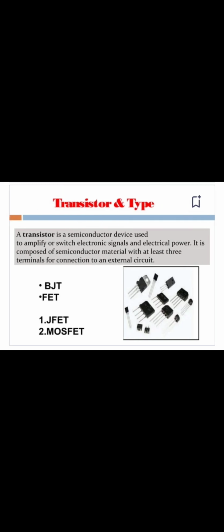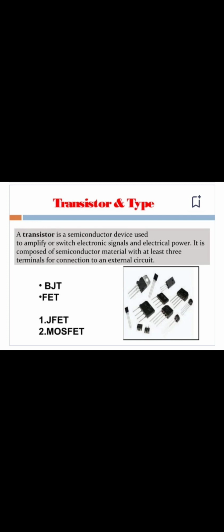So basically, we will discuss first transistors. Transistor is a semiconductor device which is used for amplification, for switching applications, and in electrical power cases. It is composed of a semiconductor material with at least 3 terminals for making connection to the external circuit. So transistors are basically of two types: BJT, bipolar junction transistors, and FET, field effect transistors. FET are further classified into two subcategories, JFET and the second is the MOSFET.